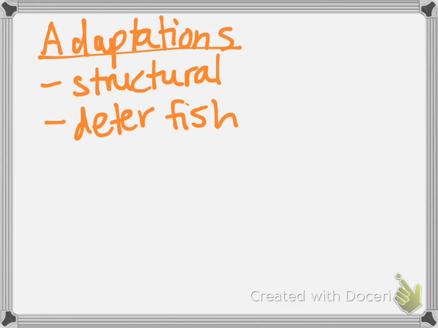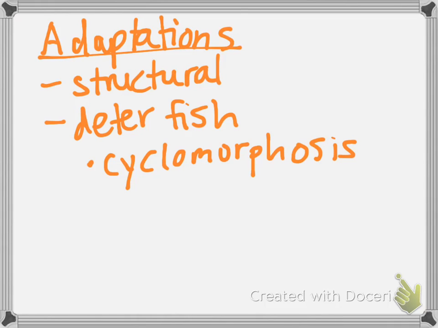And they also could have something called cyclomorphosis. And this is something that happens when predators will release a chemical into the water that will signal zooplankton, like let's say a rotifer, to increase their spines and also increase their protective shields.